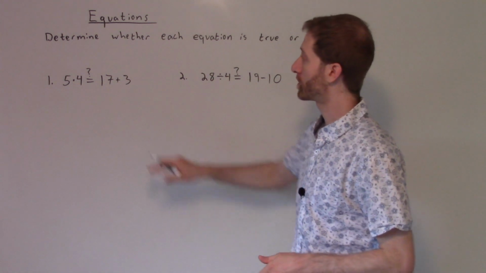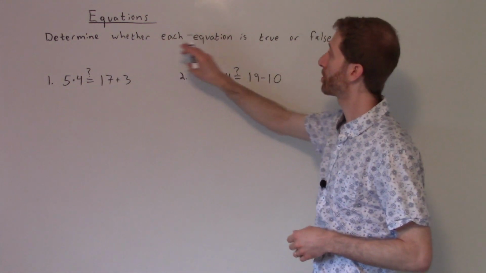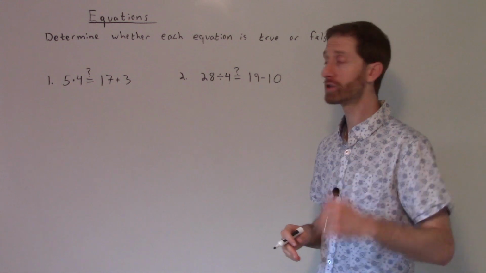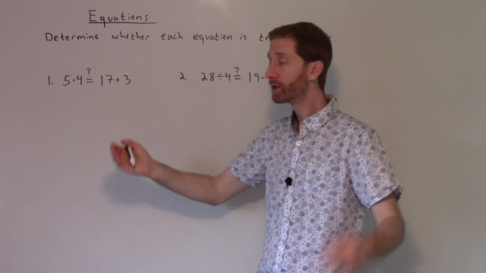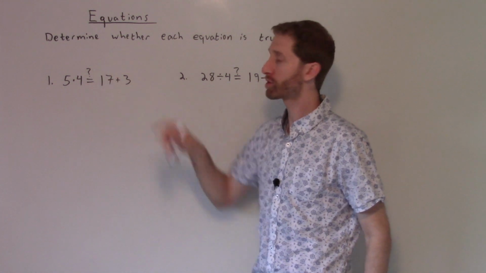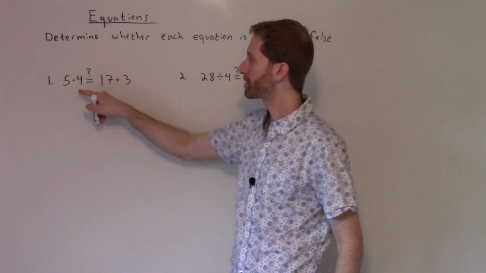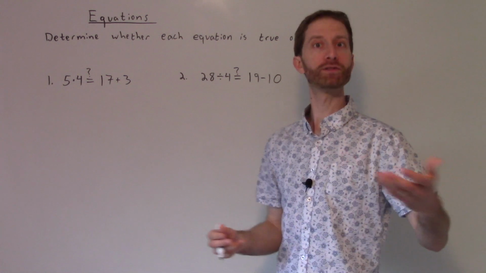And we're going to do that with just very simple numerical expressions. So the instructions here: determine whether each equation is true or false. So that equation, just a math sentence or a math expression, most people say sentence, with an equal sign. We have a question mark above this because we're wondering, are those two quantities, 5 times 4, equal to 17 plus 3? Well, what is 5 times 4?